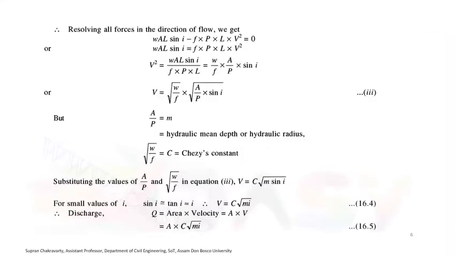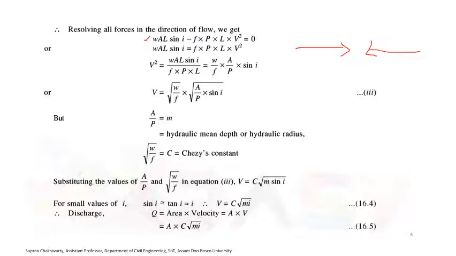So if we resolve all the forces, this is the weight of water component in the direction from left to right. We are talking about only one direction, resolving all the forces in the direction of flow. This is f P L V squared. This is minus because the friction is always opposite to the direction of motion. Hence it is equal to 0. That means finally we are arriving at this equation.